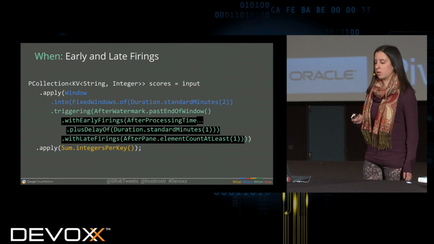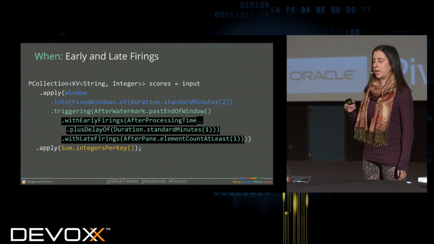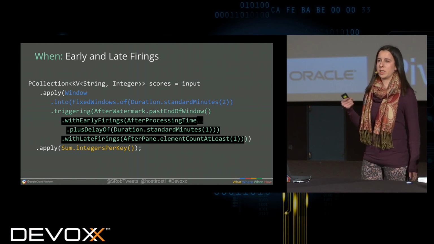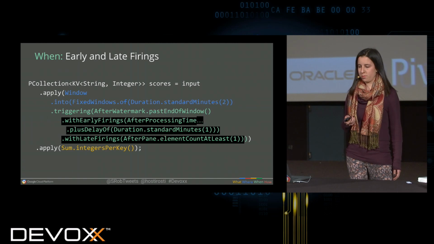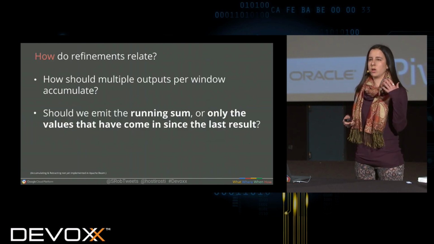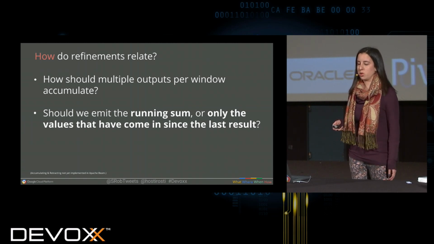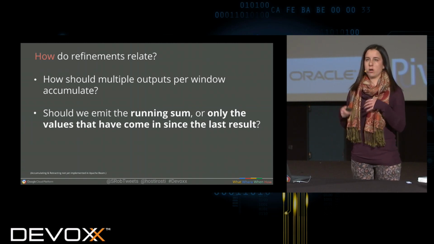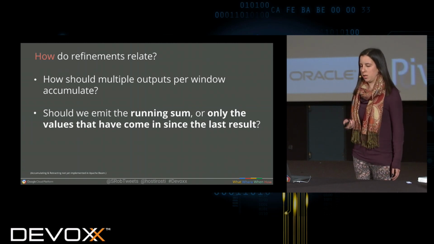And then we're also going to add this rule to account for late firings. And the one there just indicates that every time there's an element that comes after the watermark, we want to emit results for that window again. And this brings up the question of, as we're emitting multiple results per window, how should we account for those results? Should we emit them as a running sum, or do we only care about the values that have come in since the last time we emitted the data?